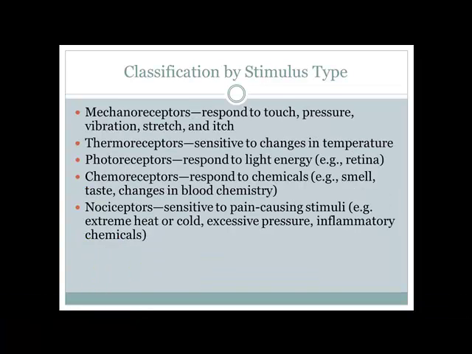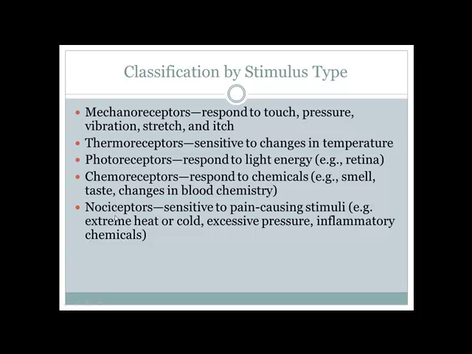So when we're classifying by stimulus type, you can have mechanoreceptors, thermoreceptors, photoreceptors, chemoreceptors, or nociceptors. Mechanoreceptors will sense mechanical change, so touch, stretch, vibration, stuff like that. Thermo is in thermometer. These guys are going to be sensitive to temperature change. Photo, these will be light change. Chemoreceptors will be chemical changes, so these will be real important for our blood chemistry and your sense of smell and taste.